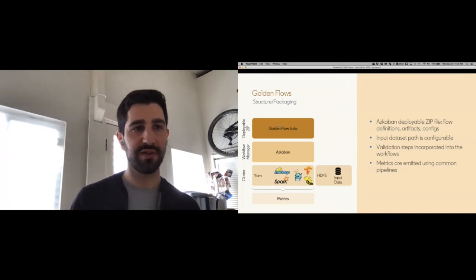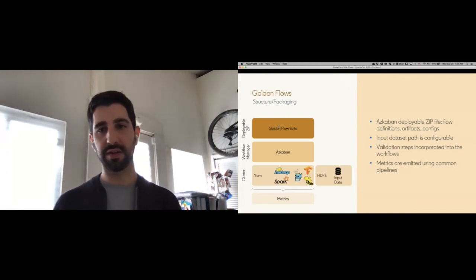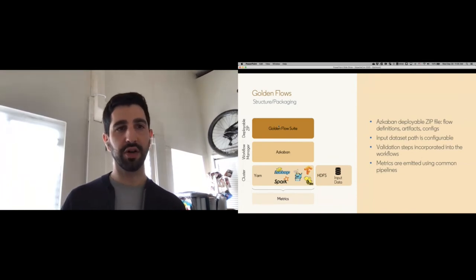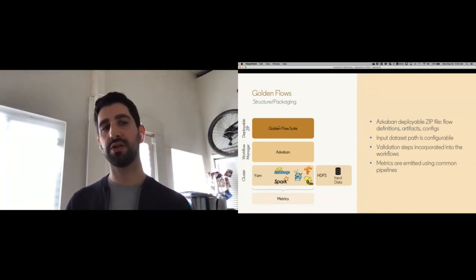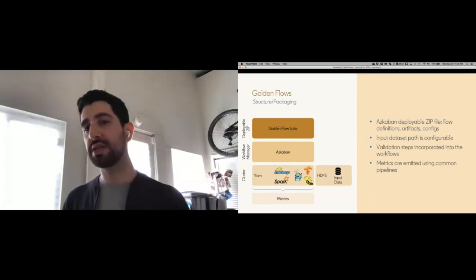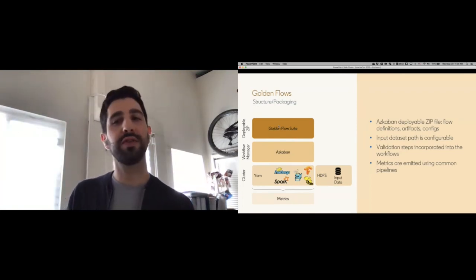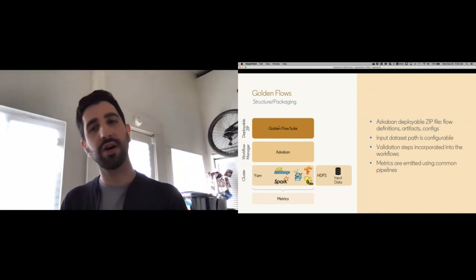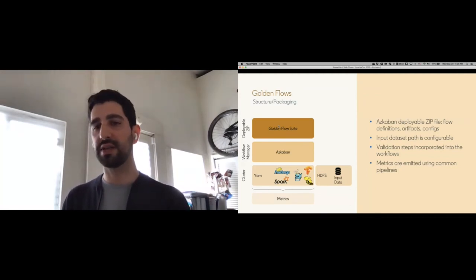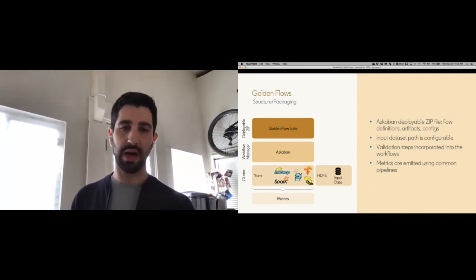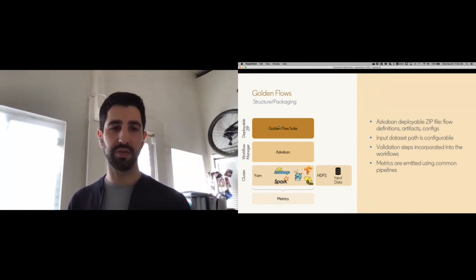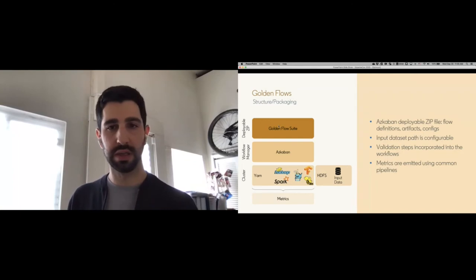So what are the Golden Flows? This is basically a suite. The Golden Flow suite is packaged as a deployable zip on top of Azkaban. This zip contains all of the flow definitions, the jars, artifacts, configs, and basically everything that's needed in order to emit those metrics into the common pipelines so that we can set up alerting dashboards and so on.